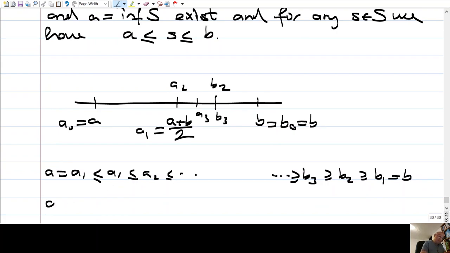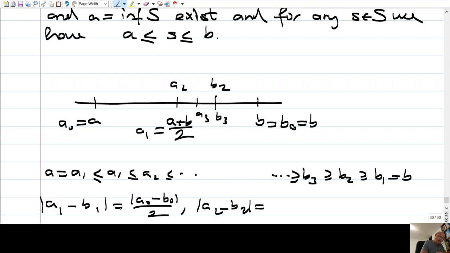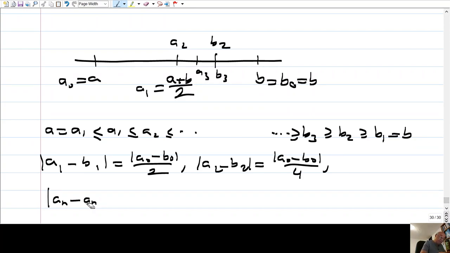And moreover, the distance between an and bn will be how much? Well, the distance between a1 and b1 was half of this, right? So maybe I write this. The distance a1b1 is a0b0 over 2. The distance a2b2 is half of this one, so it is a0b0 over 4. And it goes like this. So the distance between an and bn will be (b0 - a0) over 2 to the power n. Okay, so I construct such sequences.